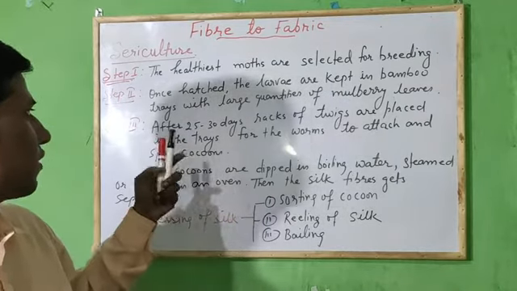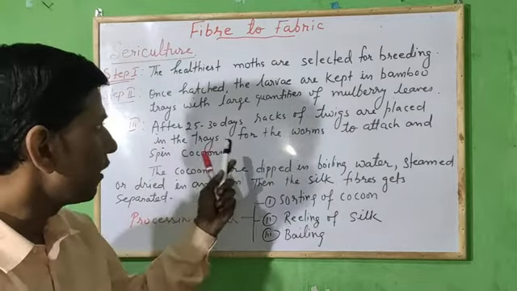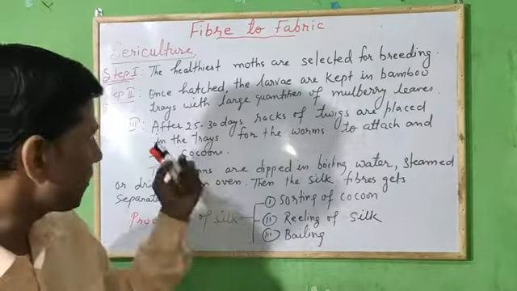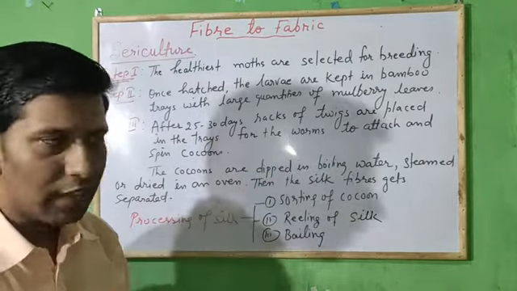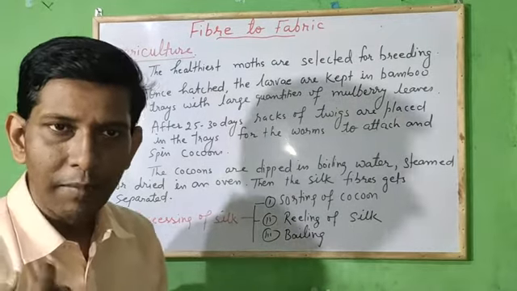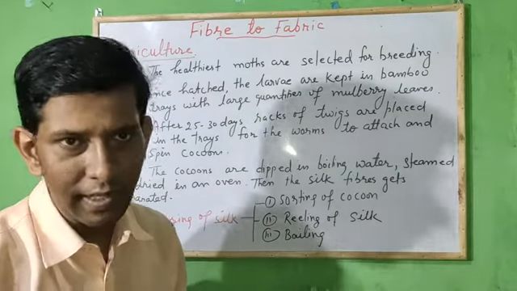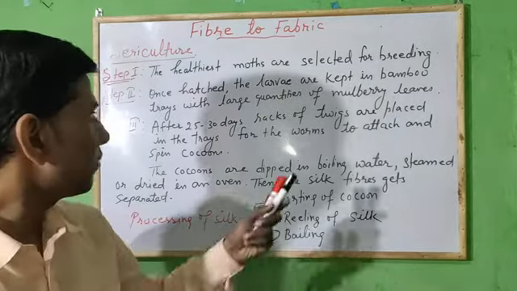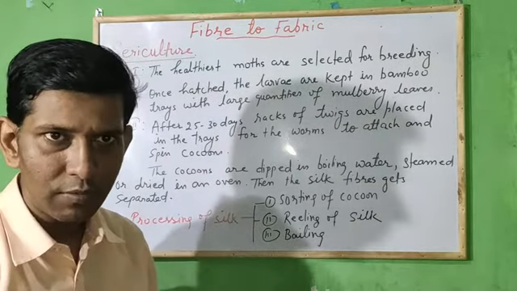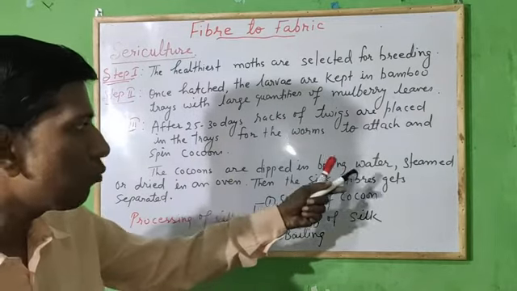In step number 3, after 25 to 30 days, racks of twigs are placed in the tray for the worms to attach to and spin cocoons. Then the racks of twigs are placed in the same bamboo tray. Then they will start making cocoons. They will start releasing the fibroin liquid and start making cocoons. Clear? So when the cocoon formation is completed, the next step is that the cocoons are dipped in boiling water.